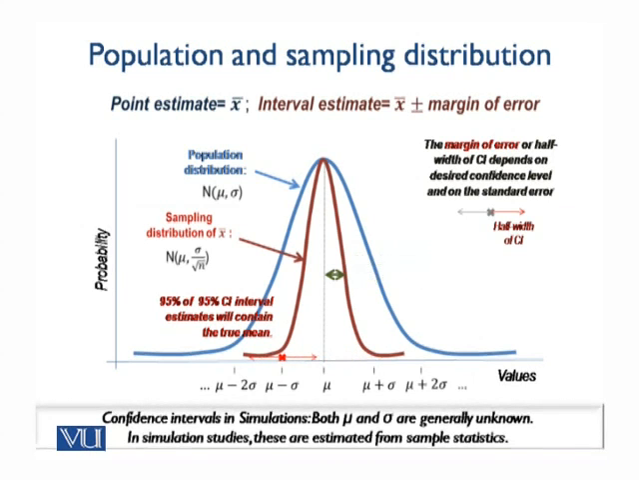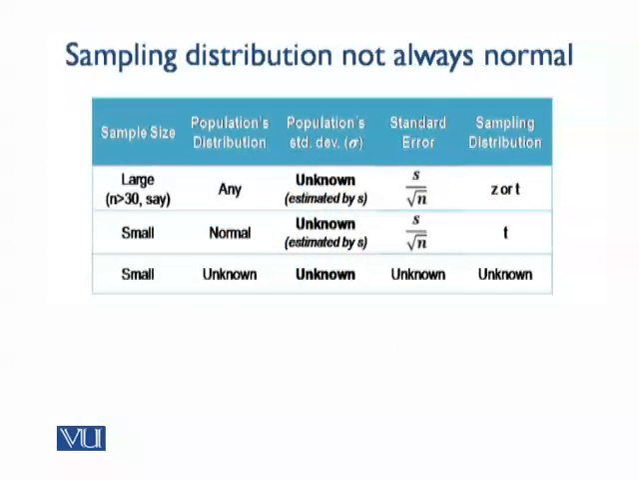The important thing as it relates to simulation is that in simulations, both mu and sigma are generally unknown, and therefore we cannot straight away use the standard error formula of x bar, which is equal to sigma over square root n. We need to estimate sigma from the sample itself, and for that you might recall we had a discussion in earlier sessions. We see that the sampling distribution is actually a function of different things. It is a function of the size of the sample.